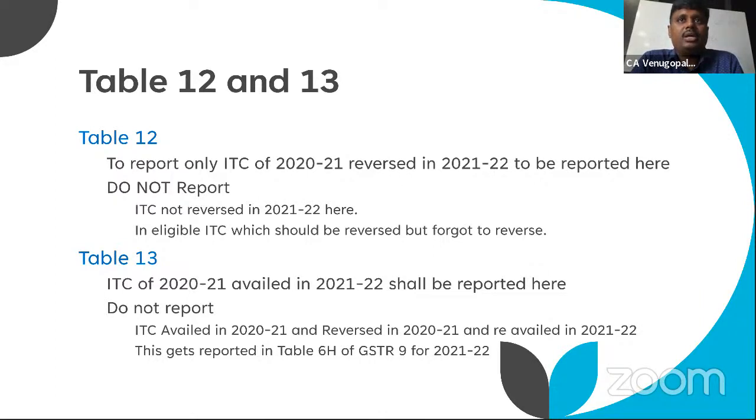And please note, if you have not availed or reversed, you will not be reporting in this table. So friends, these are the points that one has to be aware of for reporting of input tax credit. Let's look at a couple of questions and answers from the participants at this point before I list out my questions that are there.